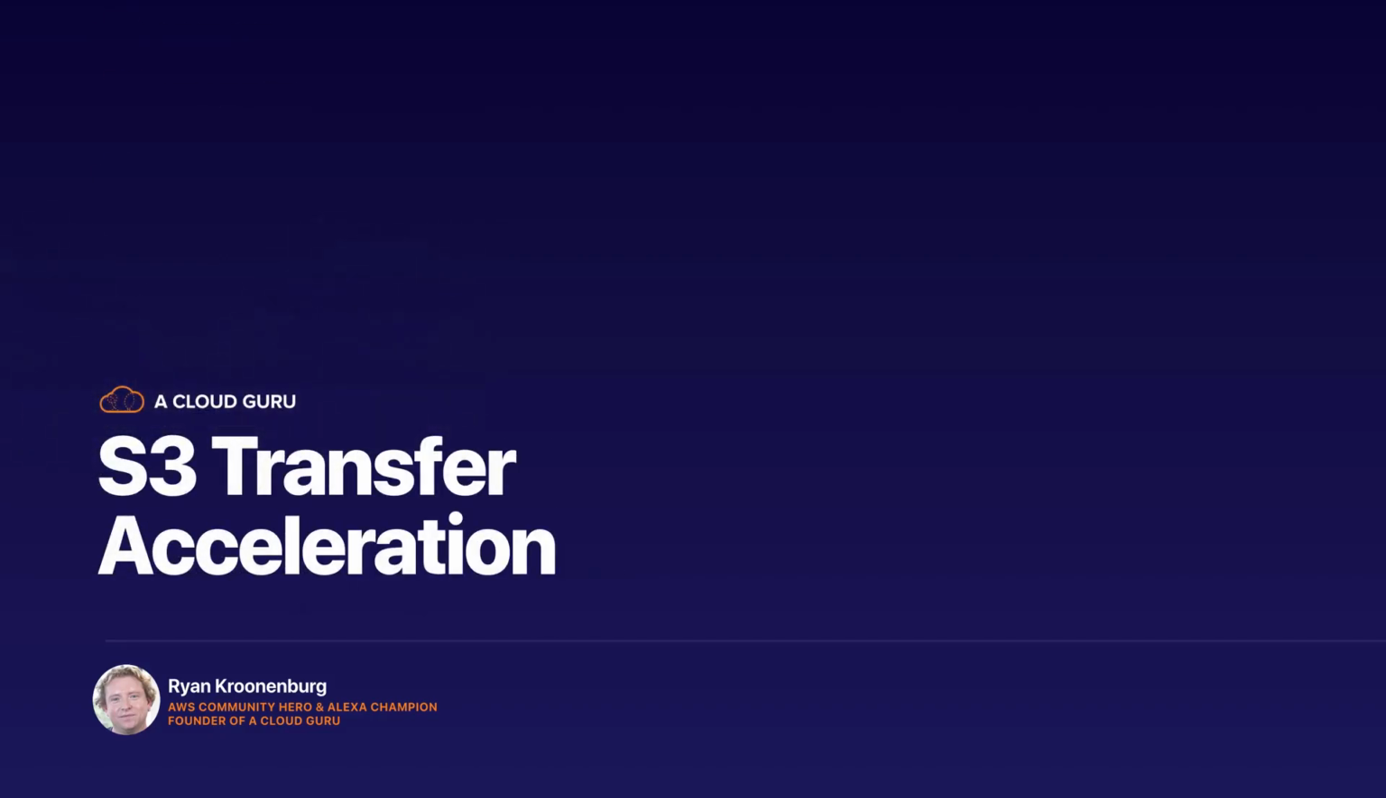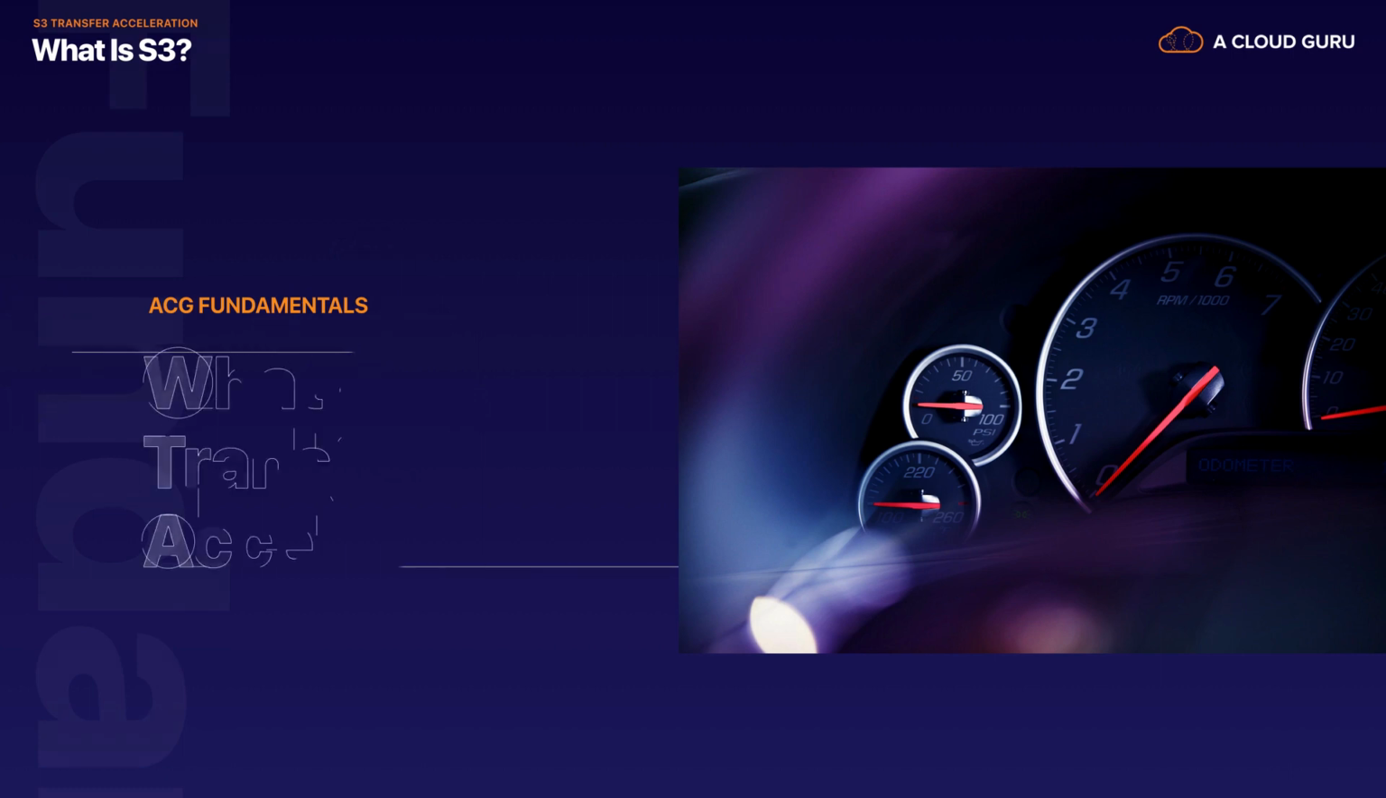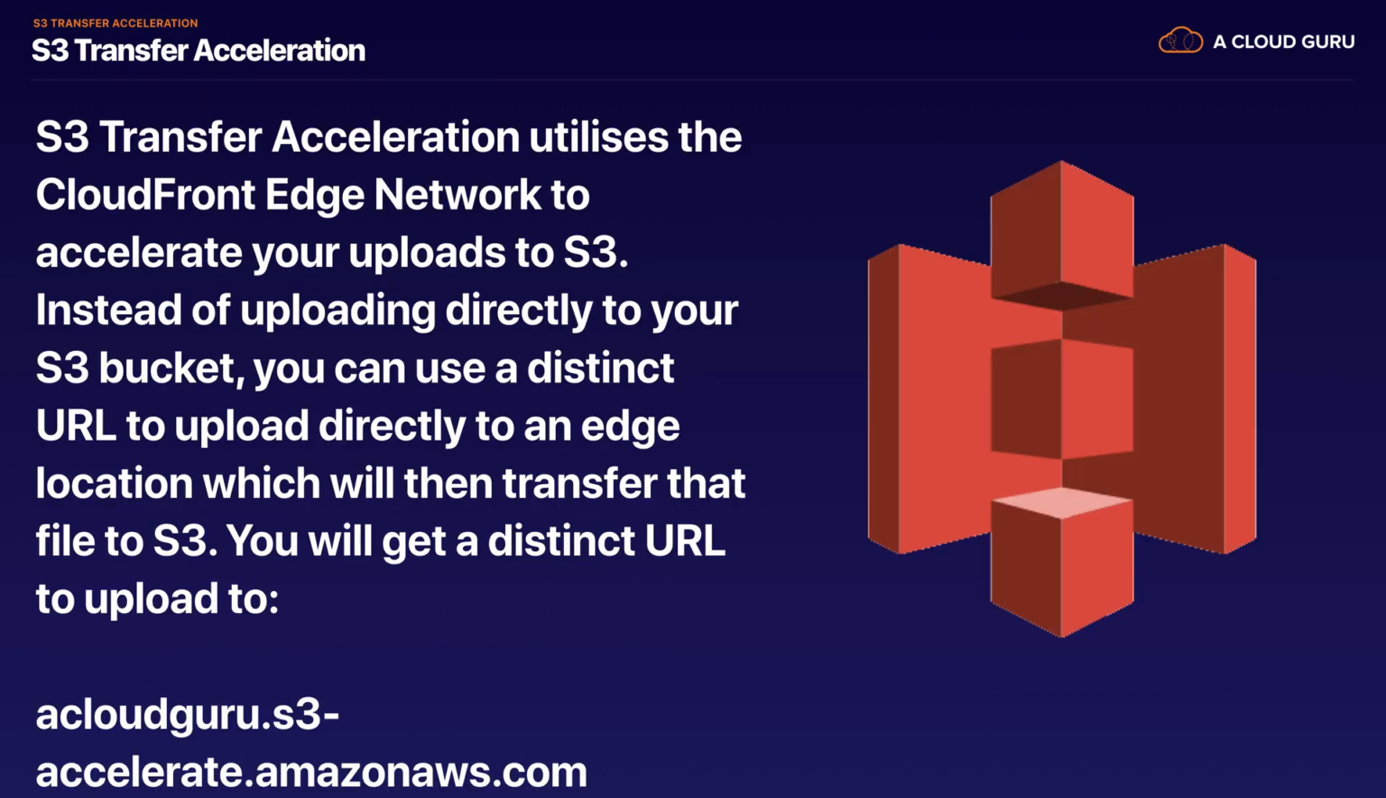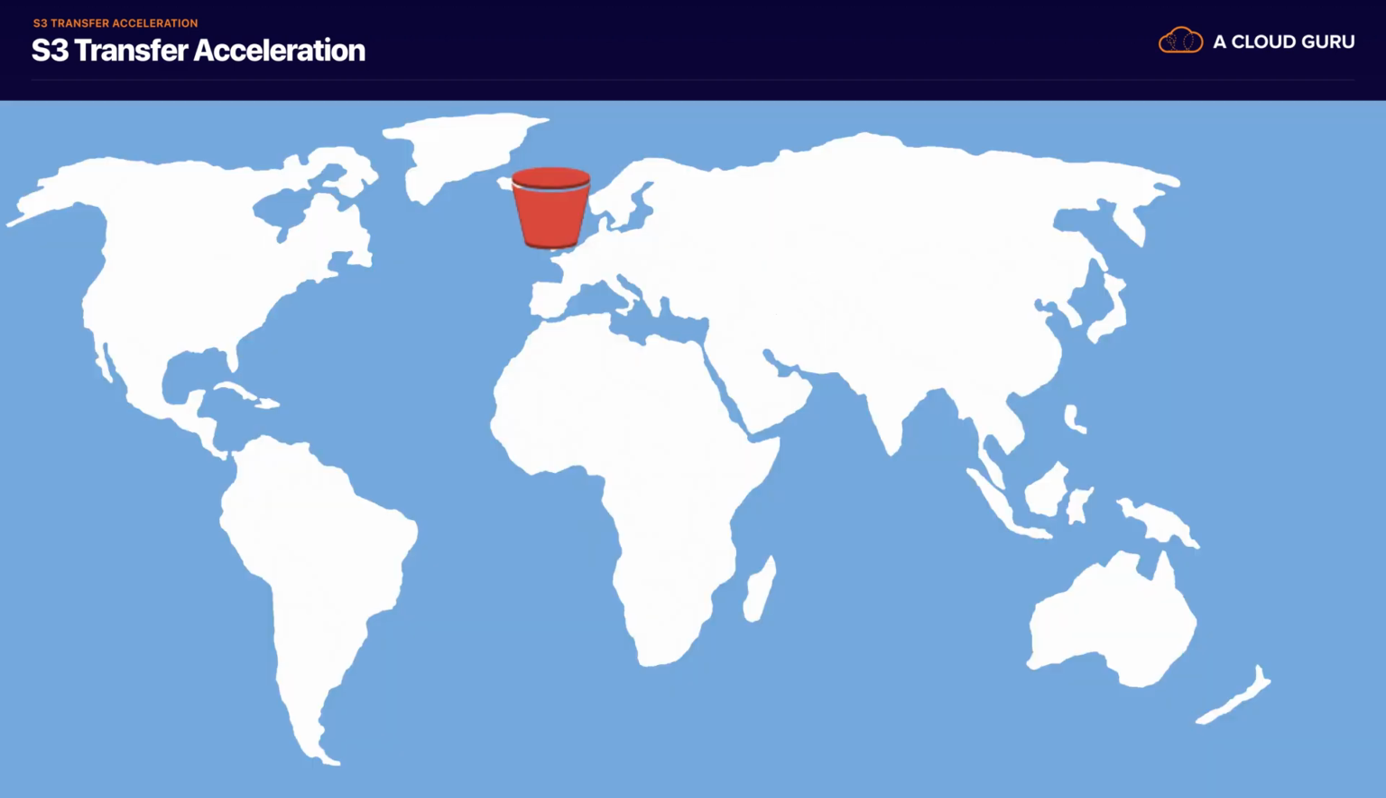In this lecture we're going to look at S3 transfer acceleration. So what is S3 transfer acceleration? Well, we did talk about it in a little bit of detail in the S3 101, but essentially it utilizes the CloudFront Edge network to accelerate your uploads into S3. Instead of uploading directly to an S3 bucket, you can use a distinct URL to upload directly to an edge location, which will then transfer that file to S3. You'll get a distinct URL to upload, so it might look something like this, acloudguru.s3-accelerate.amazonaws.com. And we're going to see that when we go over to Google.